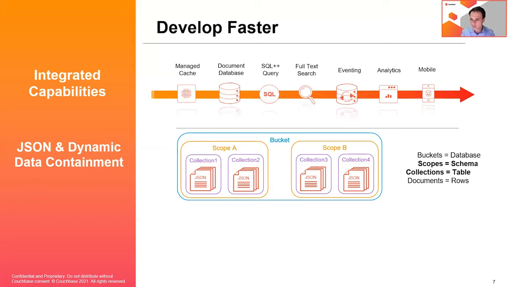And if you look to the right in terms of what that means from the standpoint of mapping to a relational environment, scopes and collections have made it so much easier for organizations to bring data from a relational database into Couchbase and do a very direct mapping from their legacy system, right?